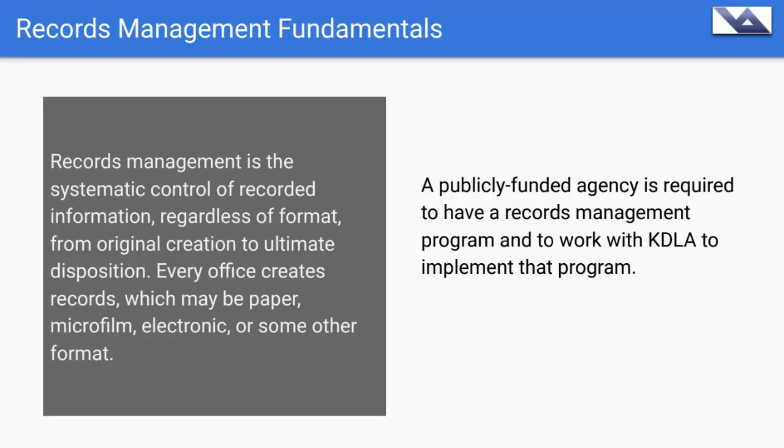So now that we've talked about what makes a public record and who is responsible for them, it's time to discuss how to go about managing them. If you look at records individually, it's a lot. It can seem very overwhelming, but records management programs can help categorize records into groups and make it so much easier and so much more efficient. So as a records management professional, I have to give you this definition of what records management is: the systematic control of recorded information, regardless of format, from original creation to ultimate disposition. Every office creates records, which may be in paper, microfilm, electronic, or some other format.